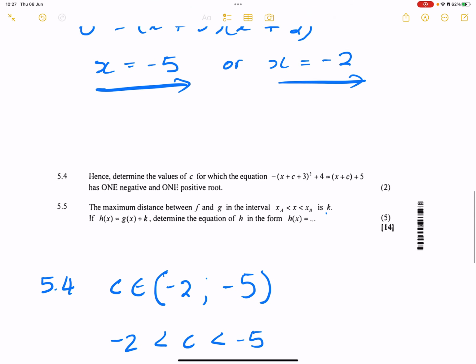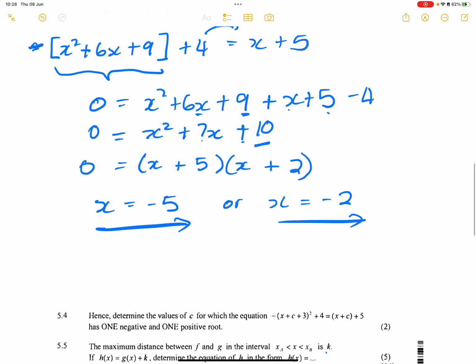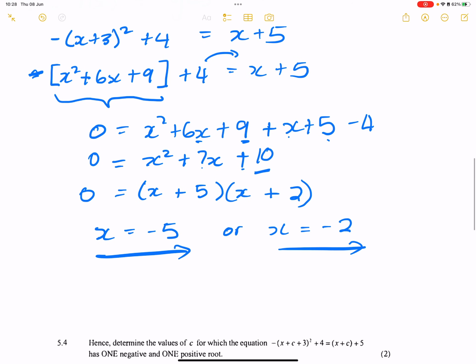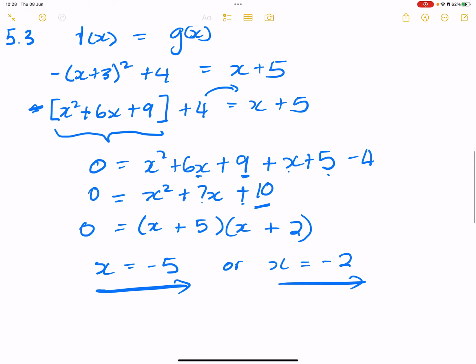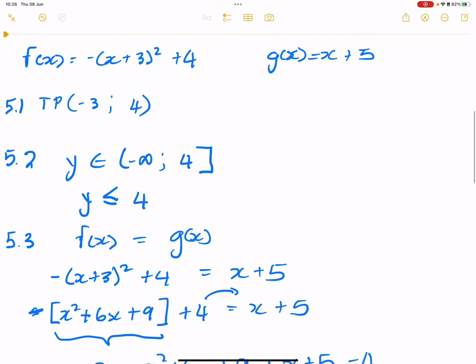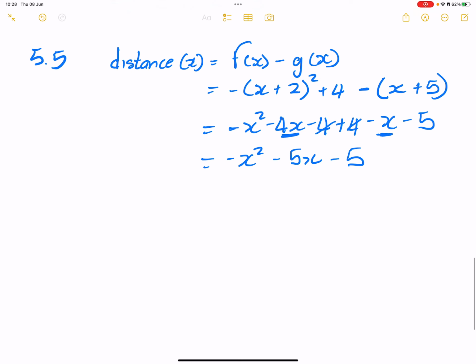I know I ended up on the other one with plus 10. Okay, please let me know if there's, oh yeah, I said x plus 2 instead of x plus 3. Sorry about that. So this is going to be x plus 3 rather. So that becomes minus 6x, and minus 9. Apologies about that. So that is plus 4, minus x minus 5.